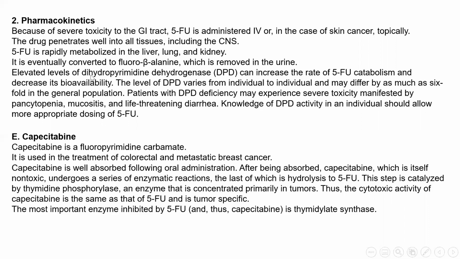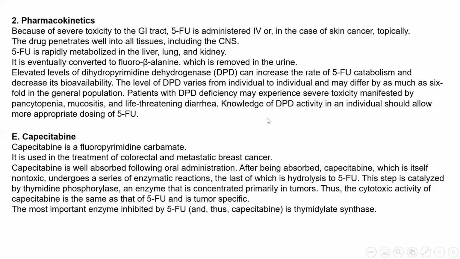It is eventually, after metabolism, converted to a metabolite called fluoro-beta-alanine, which is removed in the urine with the unchanged parent drug. Here we have an important phenomenon. It is related to a certain enzyme called dihydropyrimidine dehydrogenase, or DPD, and this one is responsible for the catabolism of 5-FU and decreases its bioavailability. The problem with this enzyme is that its level could differ from patient to patient by around 6-fold.